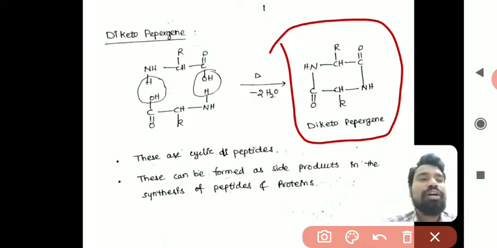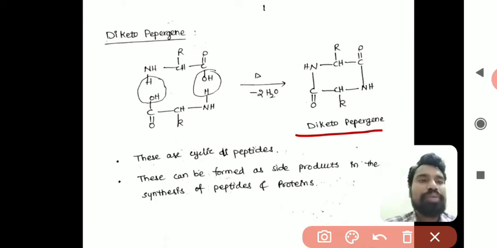This is called diketopiperazine, right? In the preparation of peptides, this diketopiperazine, which is nothing but a cyclic amide, is one of the additional products which is formed, but that is not desirable. We will discuss that in the synthesis of peptides, right?